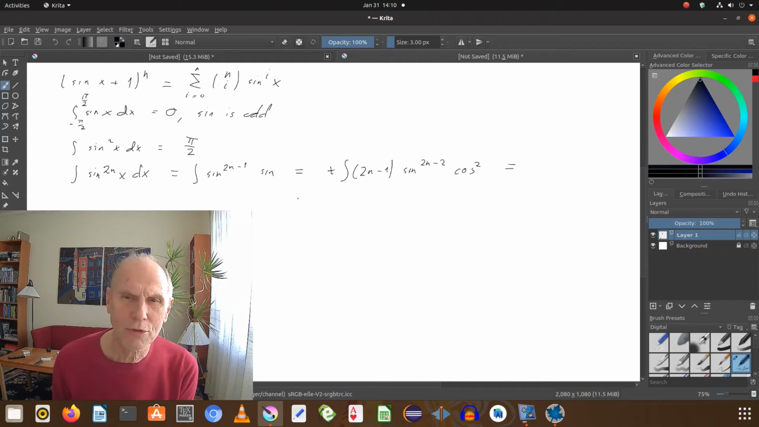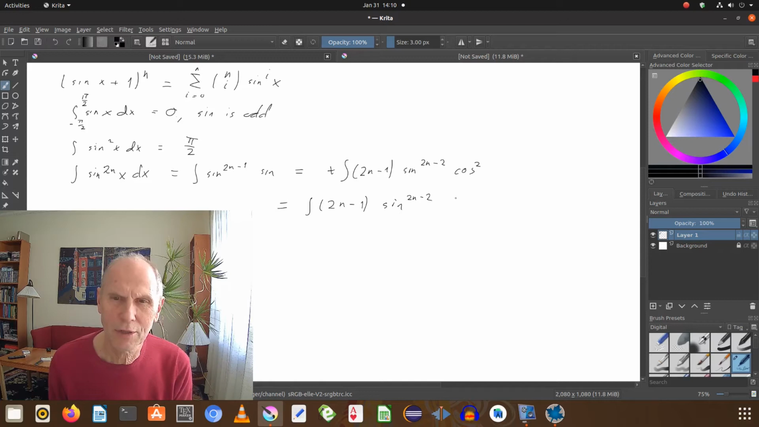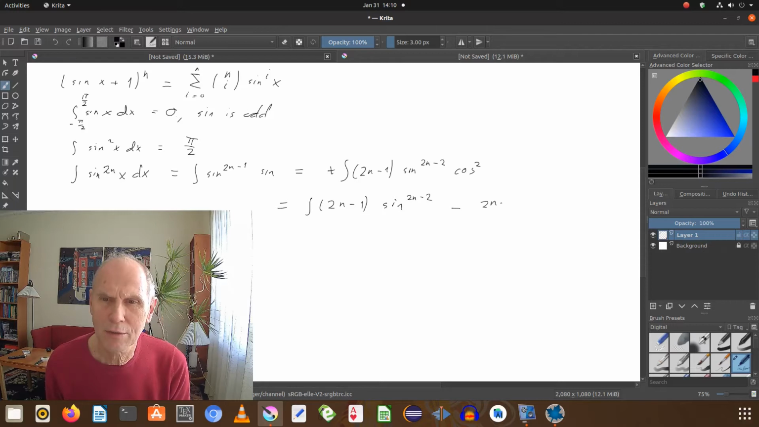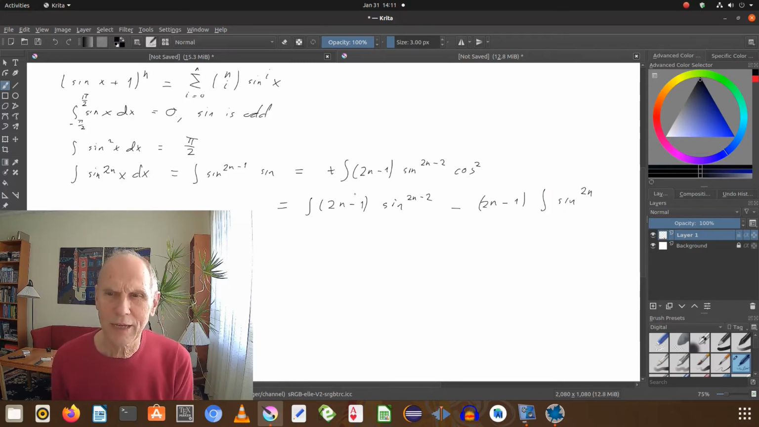which equals, first, unity minus sine squared. That was the reduction. And then minus sine squared. All right, so we add this to both sides. That gives 2n.